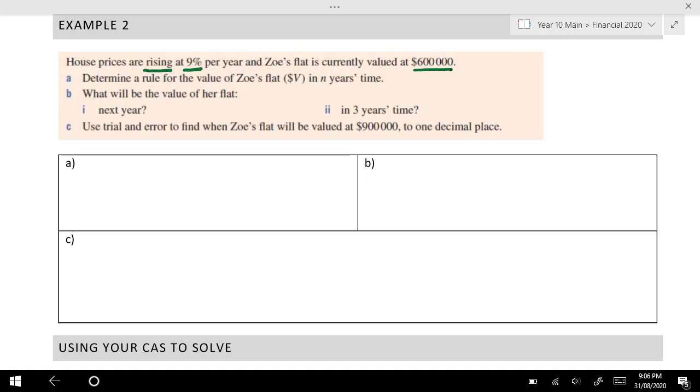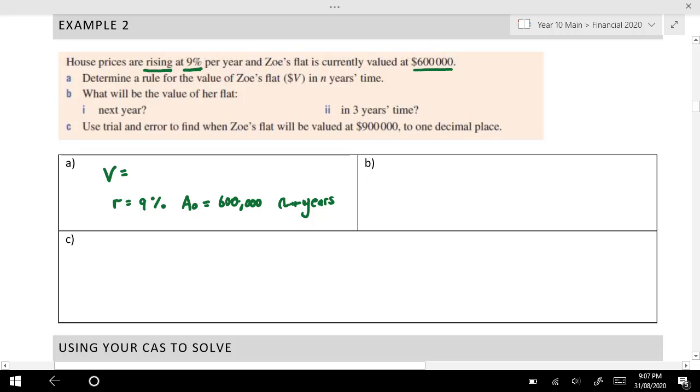So let's go ahead and say that our rule is V, that's the amount at any time, and let's write out what we know. Well, first of all, R is equal to 9%. That's nice, it's in percent, that's good. The initial value is equal to 600,000. And n is the years, and it's compounded yearly.